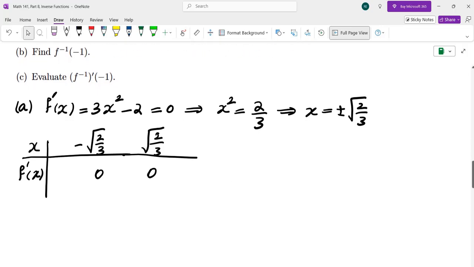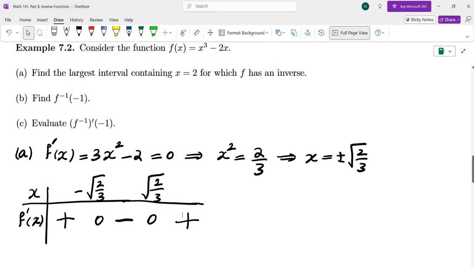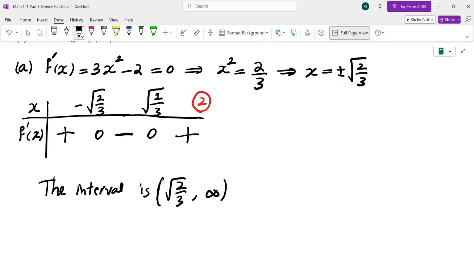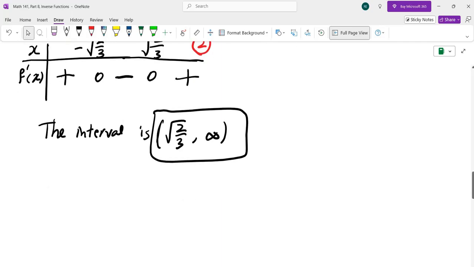Now f prime at, let's say, x equals 0 is negative, so this is negative. When x is large negative, let's say x is negative 10, that becomes 300 minus 2, so that's positive. And if x is positive 10, it's the same thing, so it is positive. And then the number that they gave us was x equals 2. So x equals 2 is here. So that means the interval is going to be from root 2 over 3 to infinity. So that's the answer to the problem.